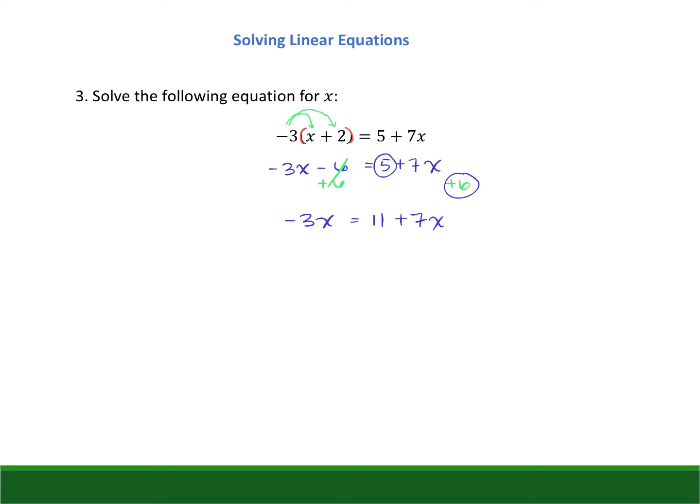Now I'm going to bring that x term to the left, so I'm going to subtract 7x from both sides. It's going to cancel out on the right. On the left, that's going to leave us with -10x, and on the right is 11. And then the last step is to divide out that -10, so we have just the x on the left-hand side. So final answer, x is equal to -11/10. And you can just leave your answer as a fraction. That will be fine.